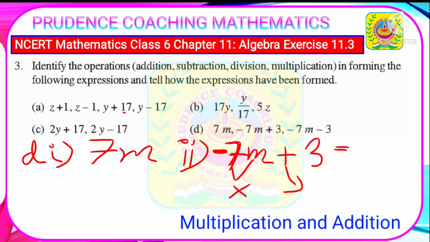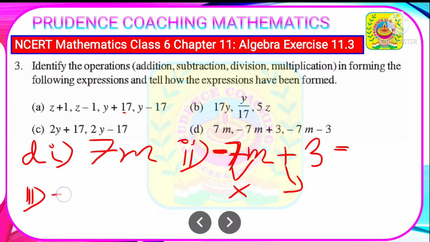Now let us move on to D3. In D3 it is given minus 7m minus 3. So here this minus will not be considered, as I have discussed, as it is a symbol in the first term at the beginning. So just ignore it.